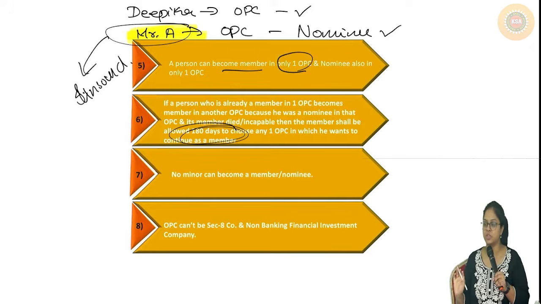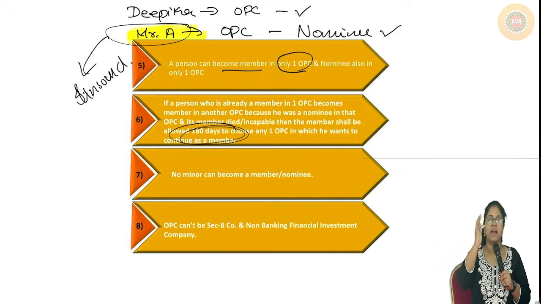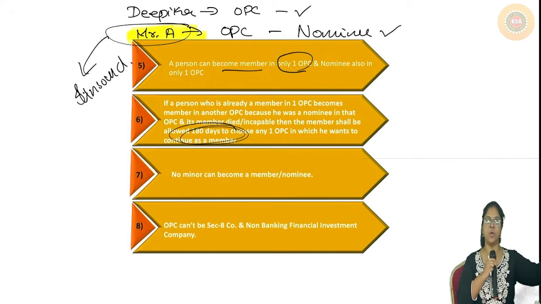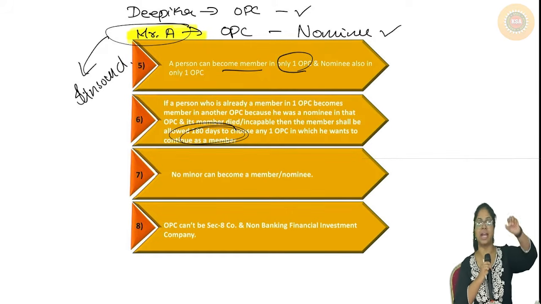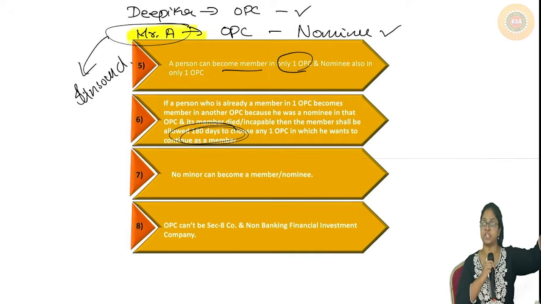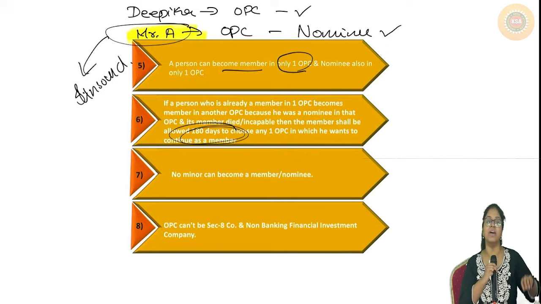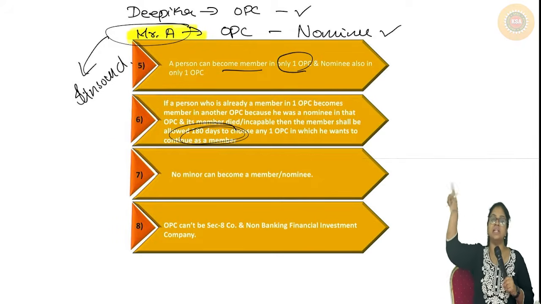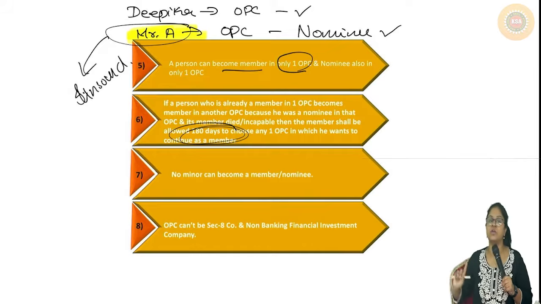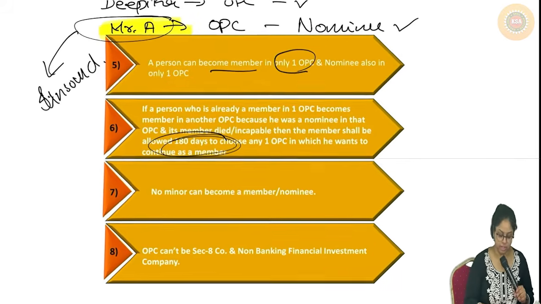Are you guys able to understand the situation? In case laws there is a chance they might ask: you are a member in one OPC and a nominee in another OPC, is that correct? Absolutely fine, there is no problem in that. But now, in the second OPC where you are the nominee, if the member passes away, becomes insolvent, or becomes of unsound mind, and you step in as a member, then you become a member in two OPCs, and one person cannot be a member of two OPCs. So now you have to decide within 180 days in which OPC you want to continue, and whatever decision you take, you need to inform the Registrar of Companies.